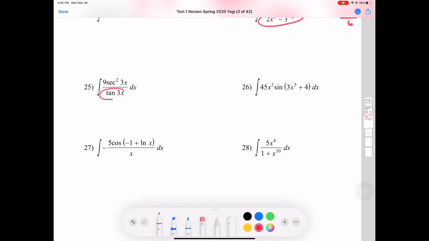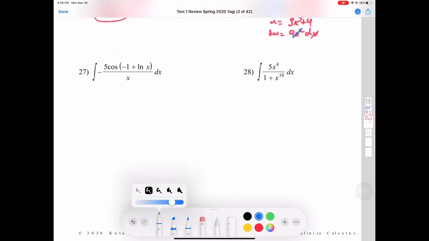What's the derivative of tangent? That's going to be secant squared. That's going to get rid of that guy. Over here, that's going to be u sub, and the derivative of 3x cubed plus 4 is 9x squared dx. And if you look, this x squared and this x squared are going to cancel each other out. Sure, we have some numbers left over, but those are just constants. So go ahead, try it.